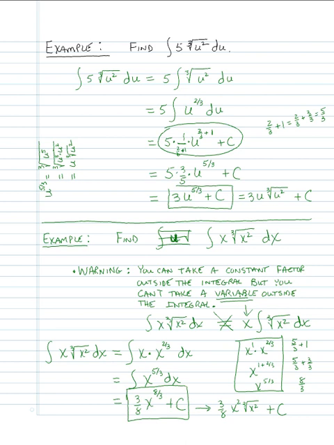And again, the warning is, 2 warnings all at once here. We can't take a variable outside the integral, and we can't integrate a product by integrating each factor in the product. We have to deal with some other method.